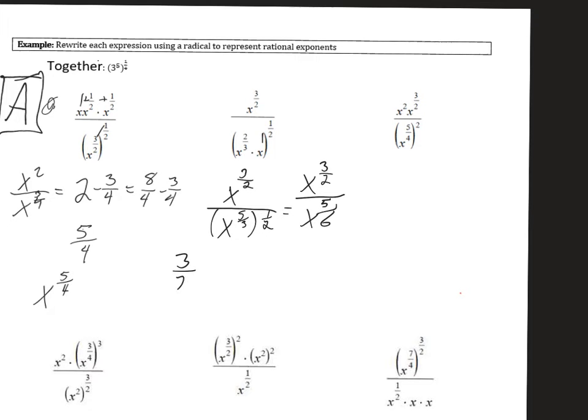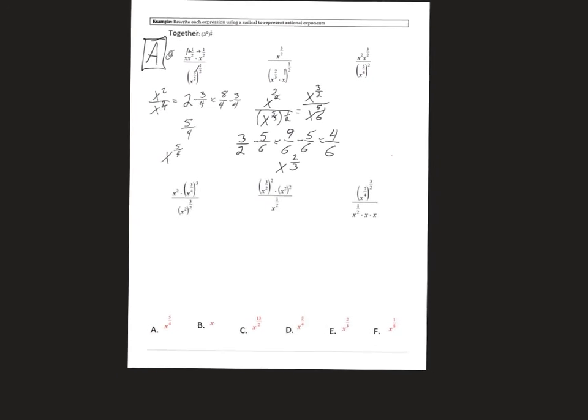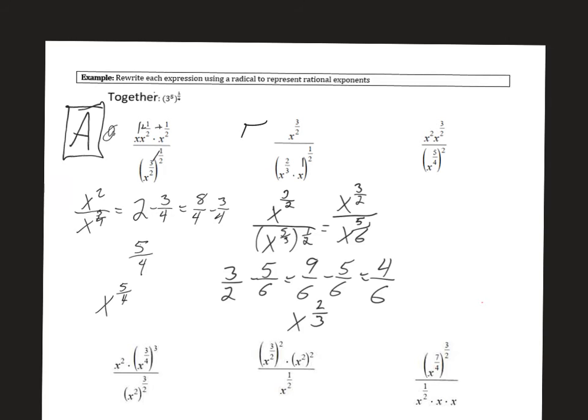So we have 3 over 2 minus 5 over 6. Let's go ahead and get these both as being 6. So 2 times 3 is 6, and then 3 times 3 is 9, minus 5 over 6, which equals 4 over 6. So we can simplify that and have x to the 2/3. Does that come up anywhere? Yes, E.